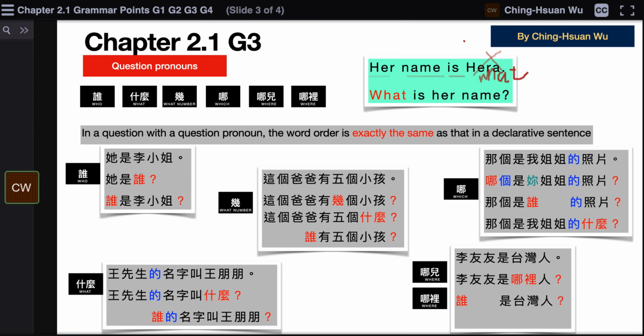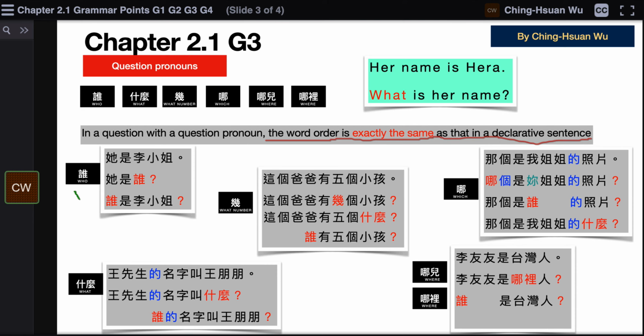That is, the question pronoun and the answer are positioned in the same place in the sentence. And that is what it means. The word order is exactly the same as that in a declarative sentence. Now let's take a look at examples.